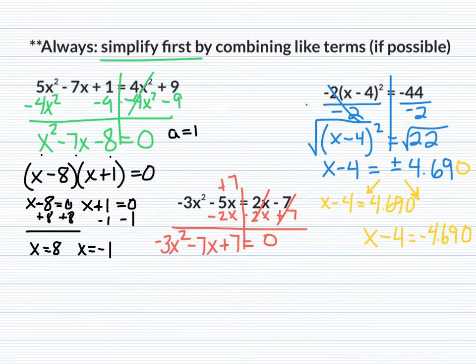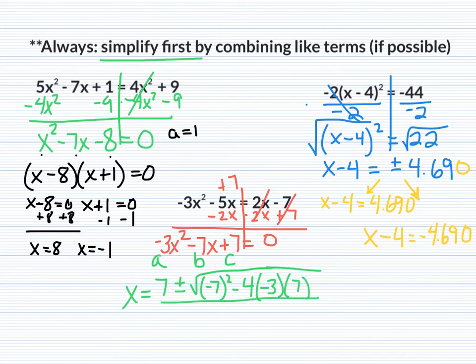Okay, so I'm going to use A, B, and C and plug it into x equals the opposite of B. Okay, so that'd be like negative 7 plus and minus the square root of B squared minus 4AC all over 2A. Okay, so we would simplify that and get our two solutions there.